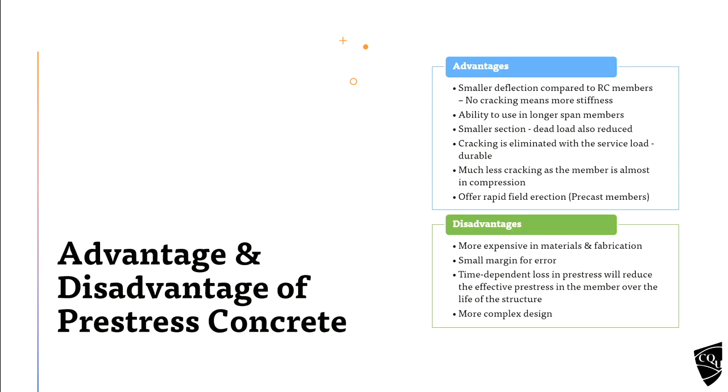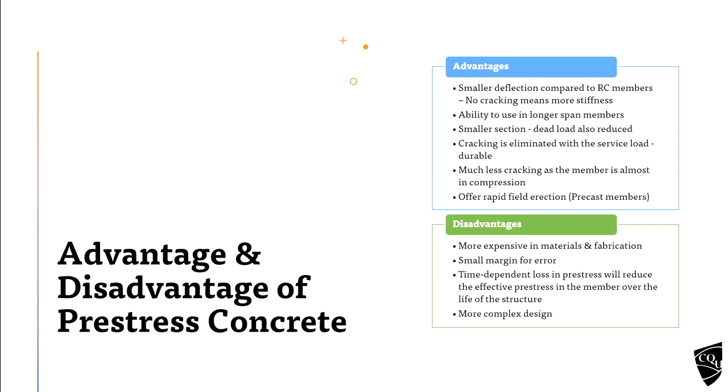The first one is a smaller deflection compared to RC beam, because we have upward or opposite deflection at the start of the loading. So the cracking will be eliminated, because smaller deflection means smaller tensile stress, that means no cracks. So if we can reduce or eliminate the cracking, the section becomes an uncracked section. You remember that one, the uncracked section?